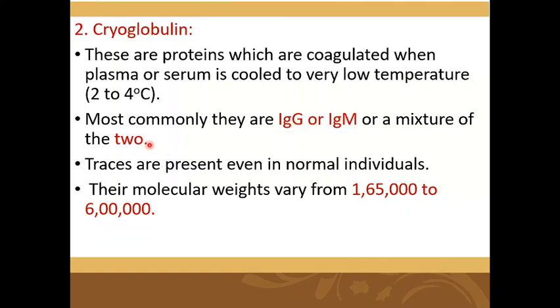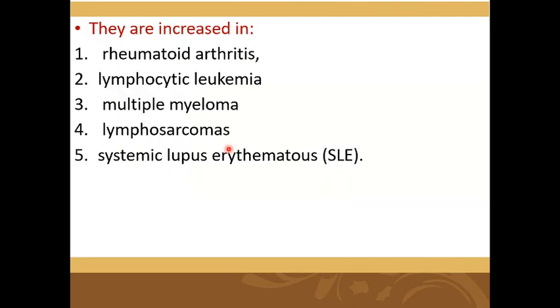You only remember that immunoglobulins are stimulated in reaction to antigen, and then the antigen-antibody reaction takes place, and in this way the antigen is destroyed. Traces are present even in normal individuals, and again I am telling you the molecular weight, but don't confuse with it, and you can see that the molecule is large. They are increased in rheumatoid arthritis, lymphocytic leukemia, multiple myeloma, lymphosarcoma, and all these diseases.